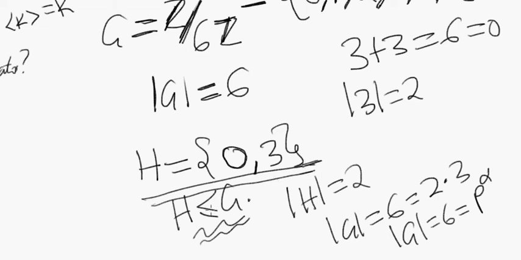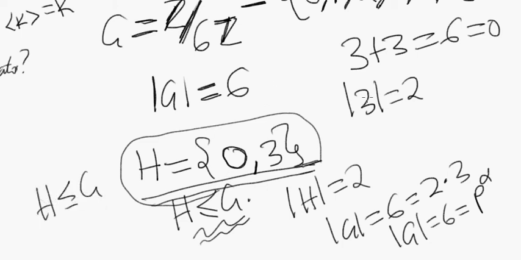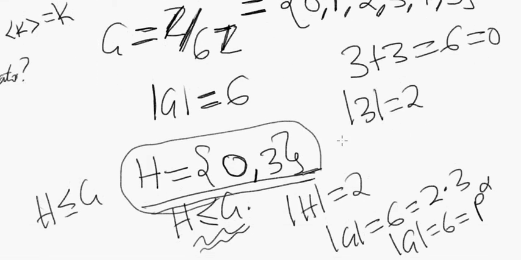So what are we saying here? Well, first we need to check: is H a subgroup of G? That's the question. If G equals Z mod 6Z, is H a subgroup of G? What do you think? Please see if you can figure this out.